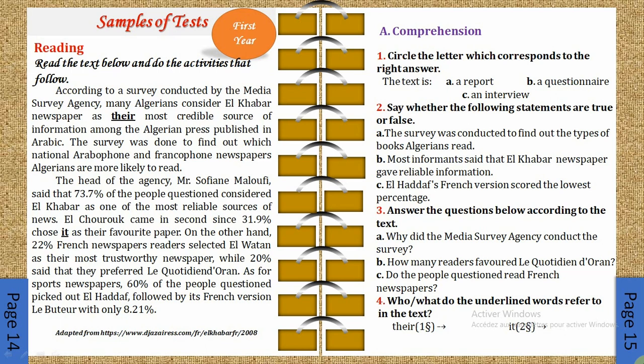The second sample is a test for first-year high school learners. The test is related to unit number 2, communication on the press. So for comprehension and interpretation, the activities we have include identifying the type of the text, true-false statements, answering comprehension questions according to the text, and reference words.